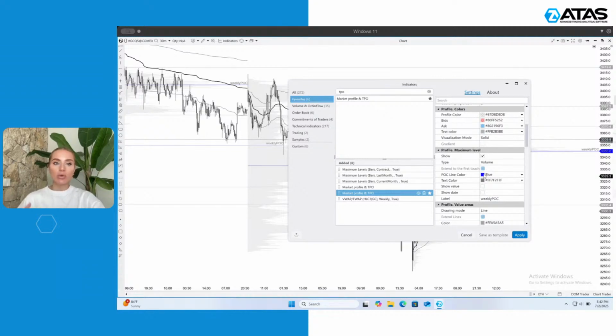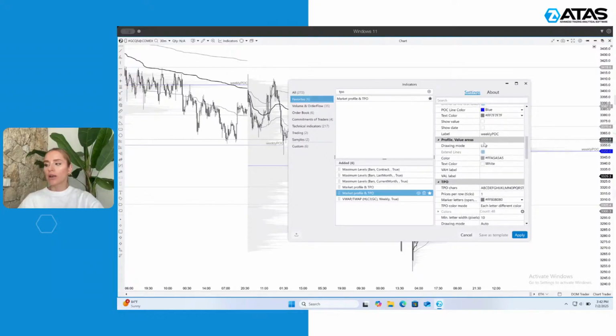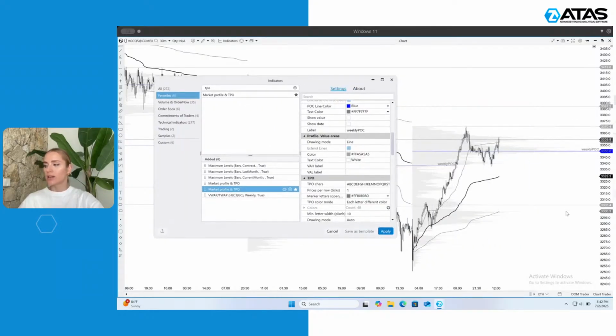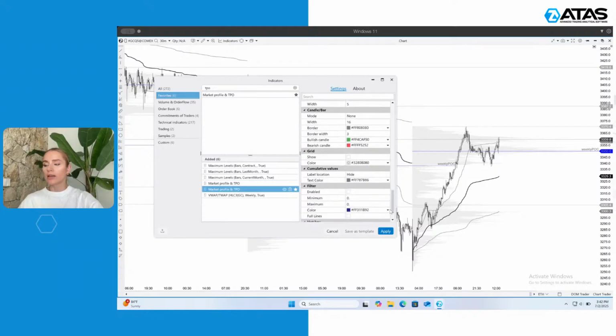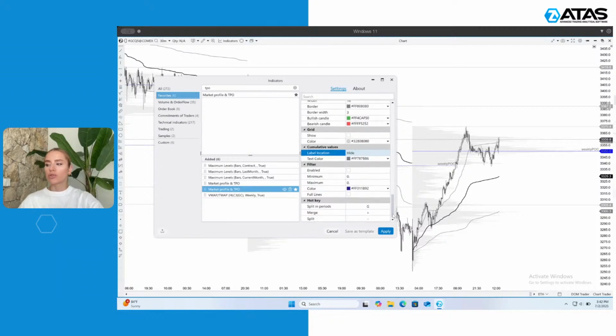So wherever you see the blue line on my chart, it's a weekly point of control. Then I also have the value area lines as a gray line with the text color yellow, white. So those lines that you can see extended, those are the value areas from the current week and the previous weeks and so on. And I also go lower, and I unclick the cumulative values. So the label location I choose to hide, because the amount of contracts that was traded during this specific period of time is not necessary for me to know to make my conclusion.